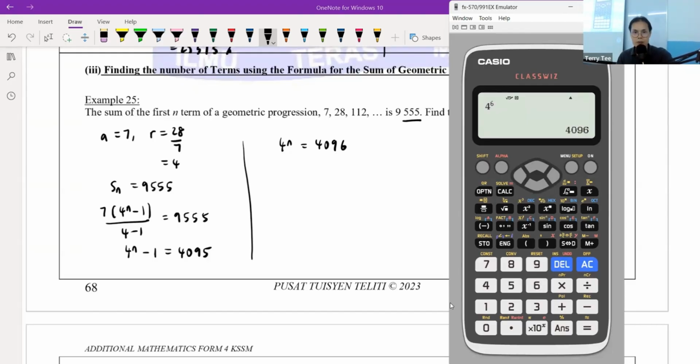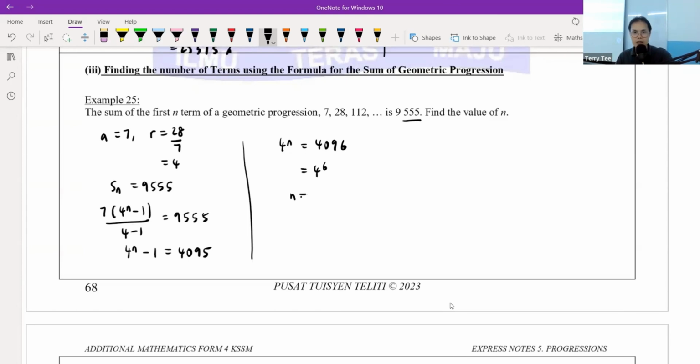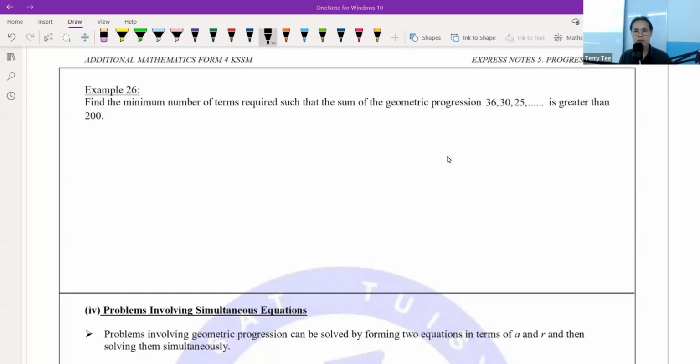4096. Okay, so it's 4 power 6. By comparison, very simple. And it's just 6. So this one you're finding for a minimum number of terms, such that your Sn is greater than 200. So let's start with the formula for Sn.